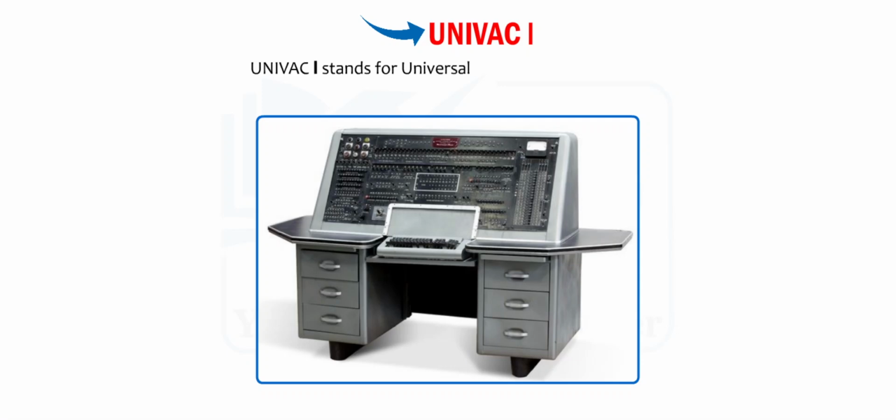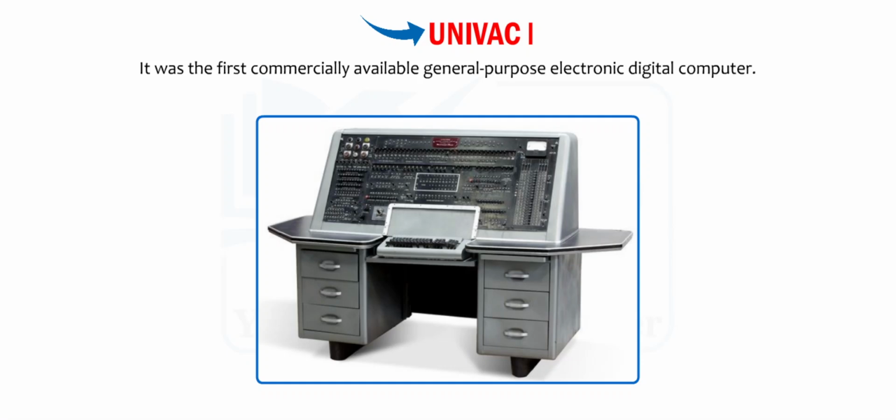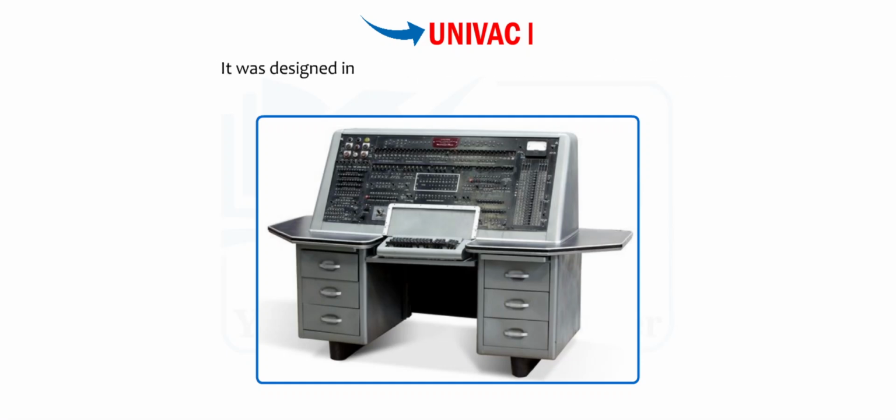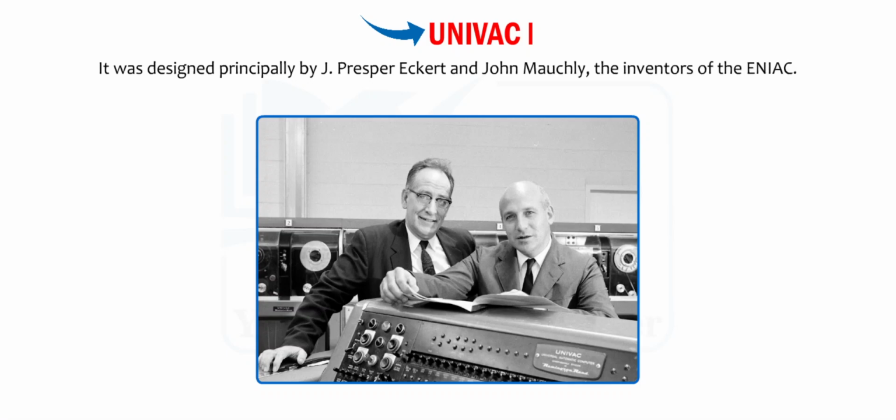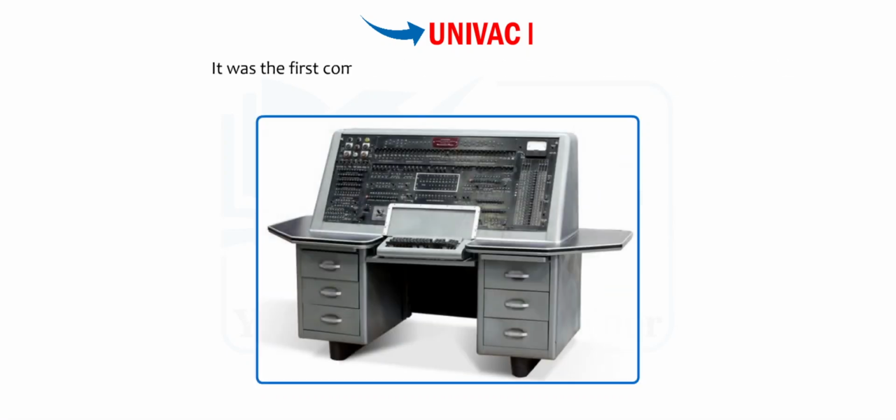UNIVAC 1. UNIVAC 1 stands for Universal Automatic Computer. It was the first commercially available general-purpose electronic digital computer. It was designed in the United States for business applications. It was designed principally by J. Presper Eckert and John Mauchly, the inventors of the ENIAC. It was the first computer to handle both numeric and text data.